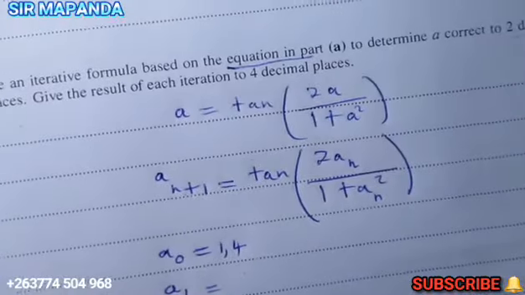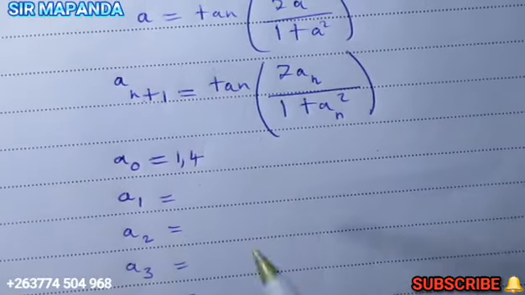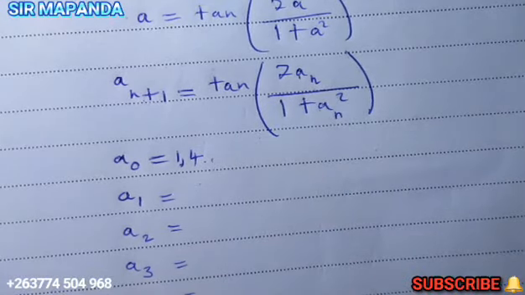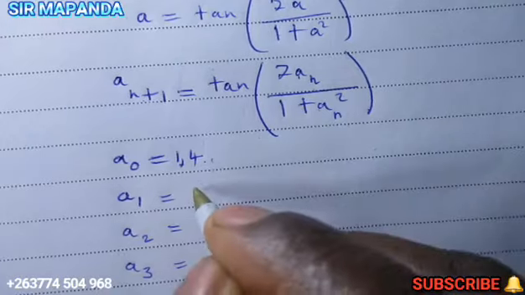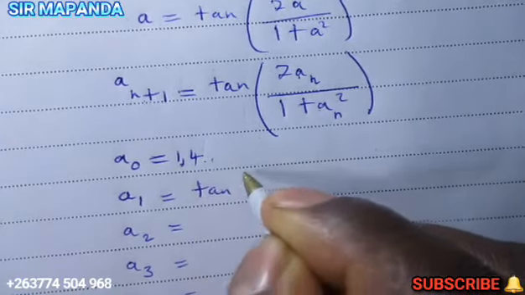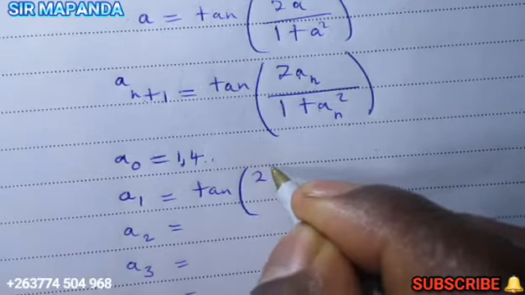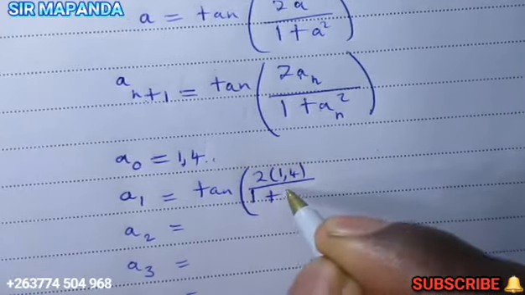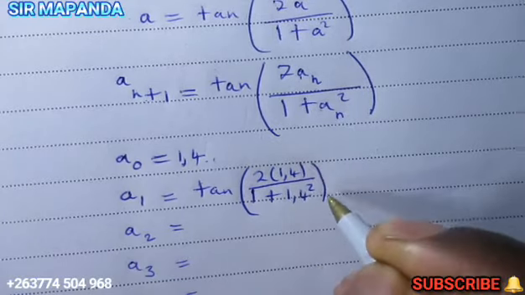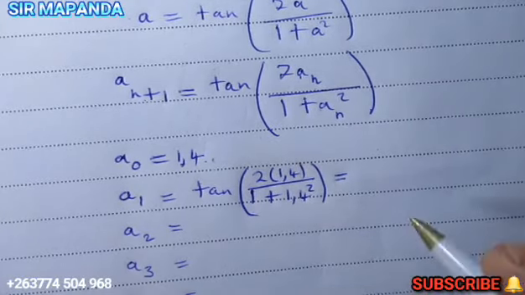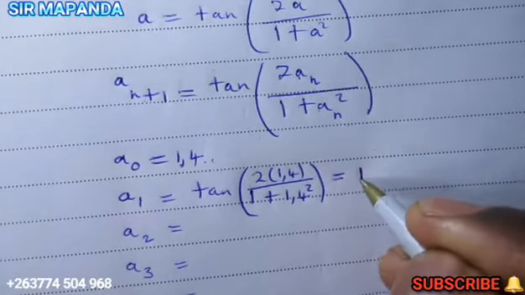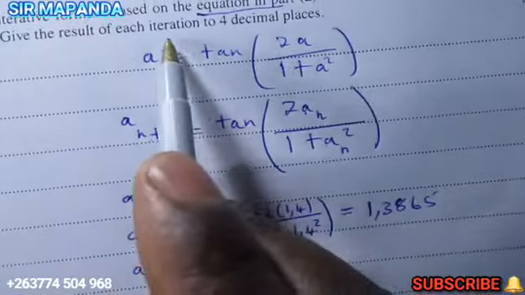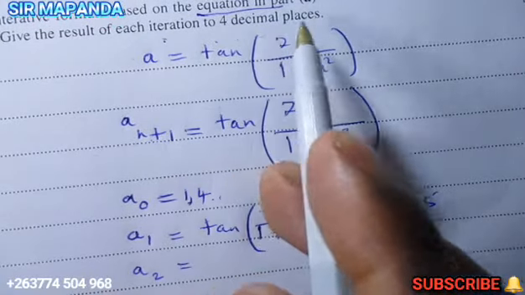Right, so A1 is going to be found by substituting 1,4 on A drop n. I hope you are following. Right, so you get tan, open bracket 2, then you put 1,4 here, 1 plus 1,4 squared. So if you punch this in your calculator, you get 1,3865, since each iteration is to be placed in 4 decimal places.